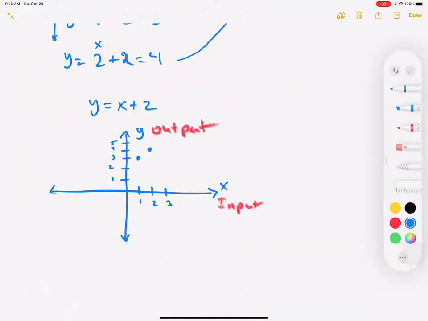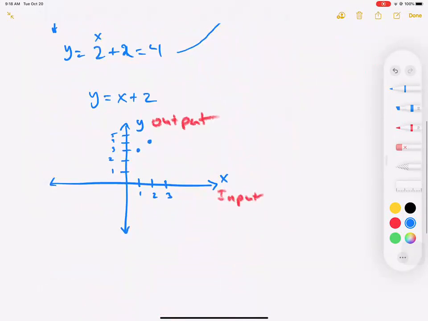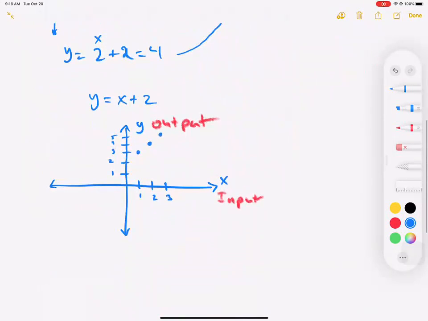When x is 3, y is 5. Now, we label these points in a special way. It's called an ordered pair. So we said the first one was 1, comma, 3, then 2, comma, 4, and 3, comma, 5. These are called ordered pairs.